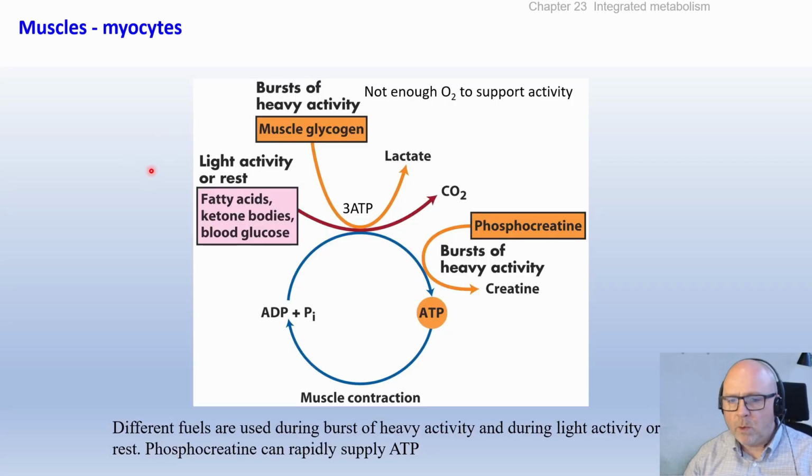So just a few more words on the substrate preferences in the muscle. It depends on what the muscle is doing, right? So during bursts of heavy activity in the muscle, glycogen is broken down, and we discussed this in lecture 7. It's broken down to give lactate with the generation of 3 ATP.